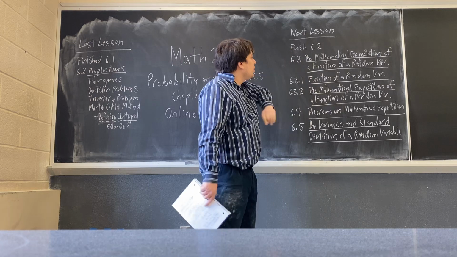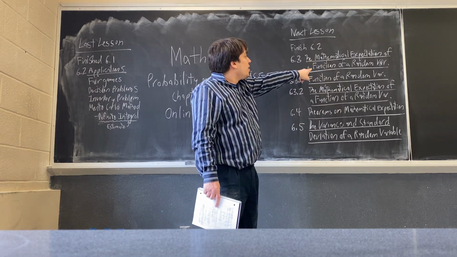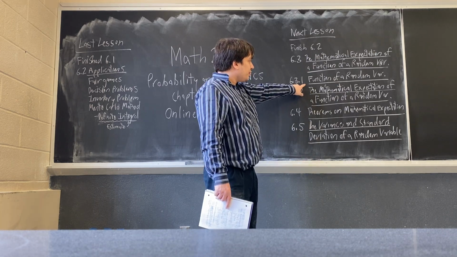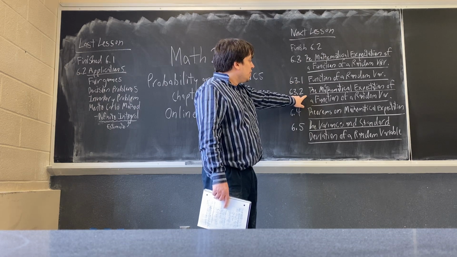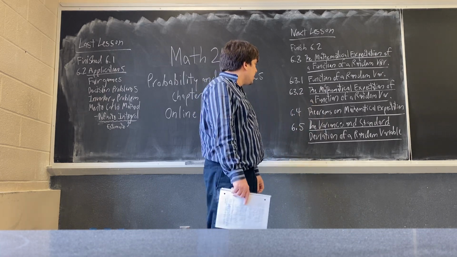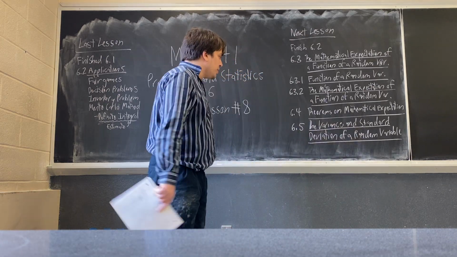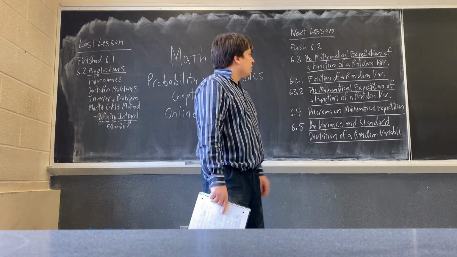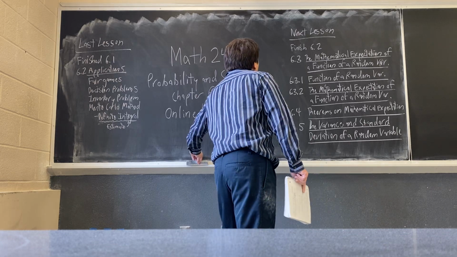So we're going to finish 6.2, and then we're going to talk about in 6.3 the mathematical expectation of a function of a random variable. In the first section of 6.3, a function of a random variable. Second section of 6.3, the mathematical expectation of a function of a random variable, and in 6.4, we're going to talk about theorems on mathematical expectation, and in 6.5, we're going to talk about the variance and standard deviation of a random variable. Okay? So we're going to get all this done, hopefully this lesson. Okay? So let's go.